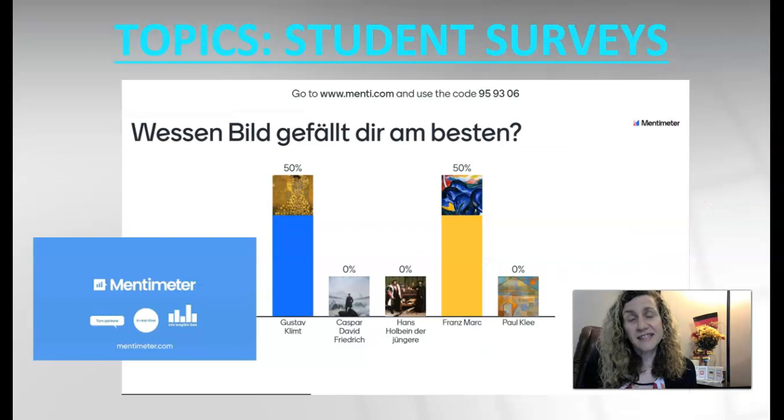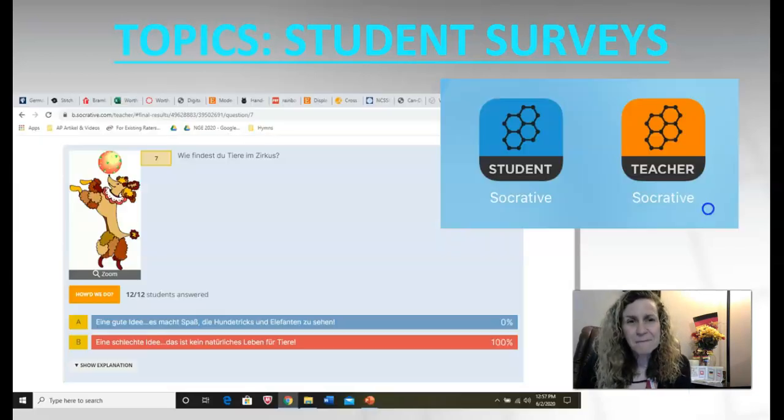This was a survey that I did on art. So the students had covered a little bit of street art and graffiti, and then we began to look at more classical art, and I wanted to get a sense of which artists and which genres and which type of art really appealed to them. So this showed me right away that the students were very much into Gustav Klimt and Franz Marc. So just a really quick snapshot.